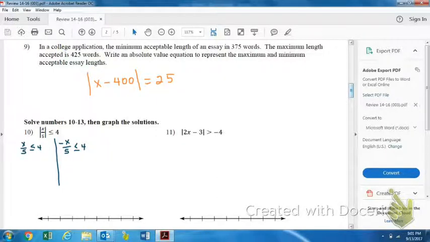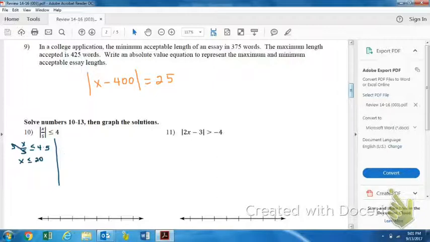Okay, if you have x divided by 5, to get rid of that, you're going to multiply both sides by 5. These cancel, and you have x is less than or equal to 20. On the other side, you're going to multiply both sides by, you know what? That's too close to the line. I'm going to erase it and rewrite that one.